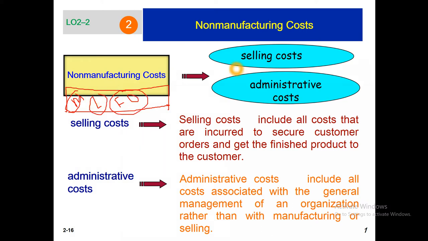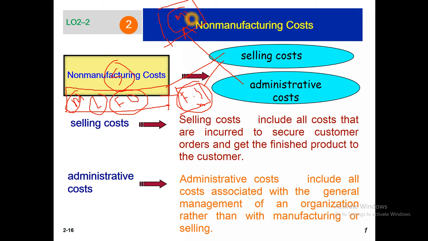And non-manufacturing cost has two types. The selling cost: we are keeping our goods in the finished goods warehouse, and when we sell our goods to customers, we need some cost related to selling. We call this the selling cost. And suppose our head office is in Motijheel, Dhaka, and the factory is in Savar. In Motijheel we need some administrative cost for the head office.